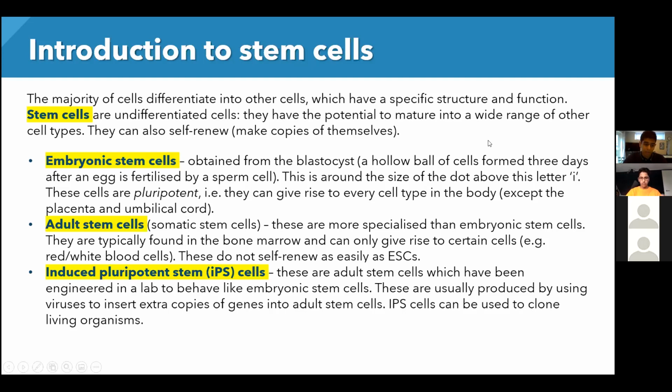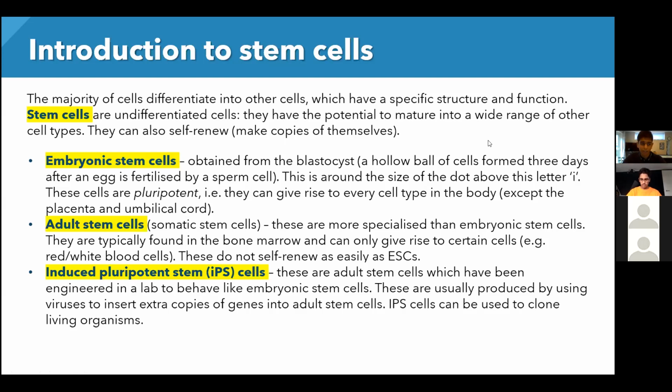Adult stem cells are another type of cells, and they're also called somatic stem cells. They're more specialized than embryonic stem cells in the sense that they can only differentiate into a limited range of cell types, which include red blood cells, white blood cells, platelets. They're typically found in the bone marrow, but they don't self-renew as easily as embryonic stem cells.